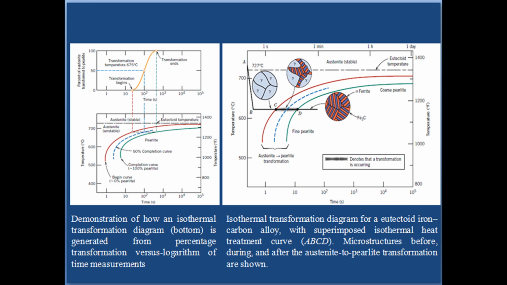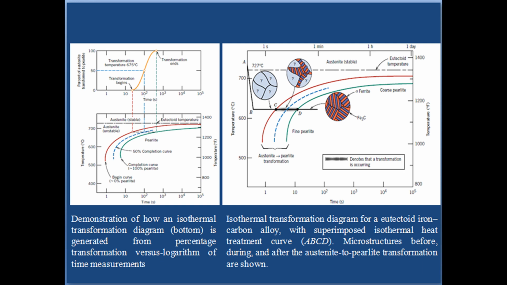Now, for iron-carbon alloys of other compositions, a pro-eutectoid phase coexists with pearlite. Thus, the additional curves corresponding to a pro-eutectoid transformation also must be included on the isothermal transformation diagram. Once again, we will briefly discuss the isothermal transformation diagram for a eutectoid iron-carbon alloy.